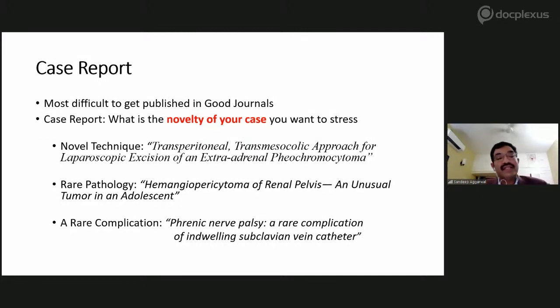And as Dr. Anil had stressed, what is the novelty of the case you want to study? It could be a novel technique. For example, look at this transperitoneal transmesocolic approach for laparoscopic excision of extraadrenal pheochromocytoma. If you do a lit search, you'll find very little. So this is obviously a novel technique, a rare pathology, a rare complication, a phrenic nerve palsy, in rare complication of indwelling subclavian catheter. When we wrote it, we didn't know, and we did a lit search, it was really rare.